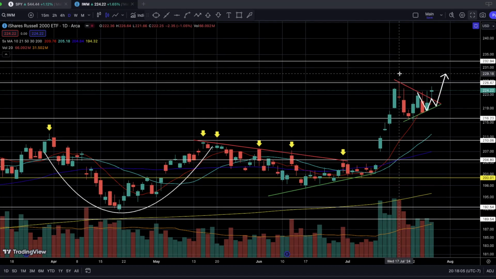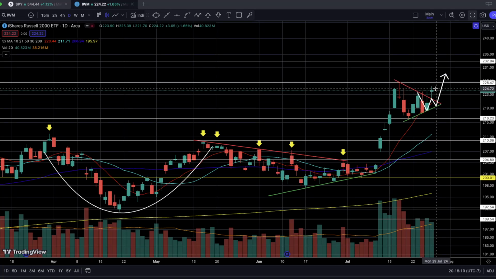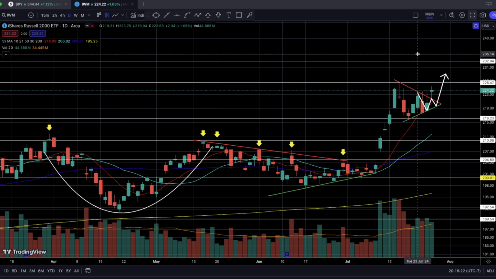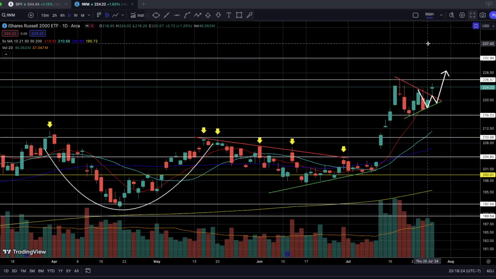And so I would love to see this continued sideways consolidation underneath this 226.50 resistance level, and eventually be able to break over it and create a new higher high compared to this previous high pivot point at 226.64, and officially hit my next target resistance level at $233.